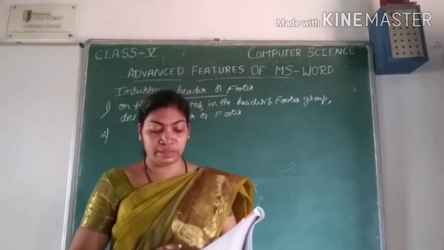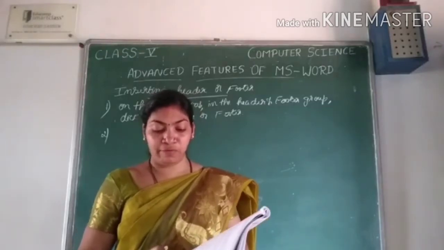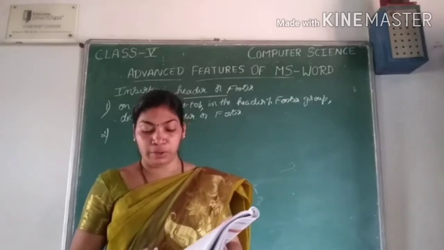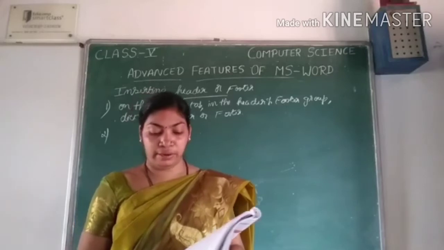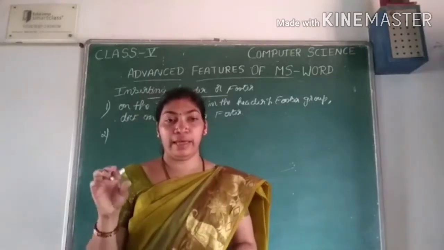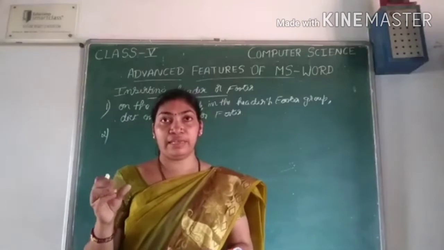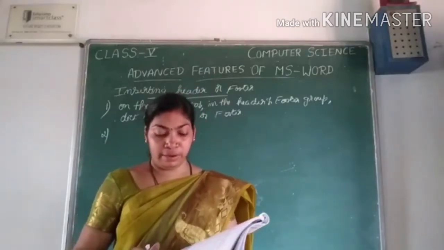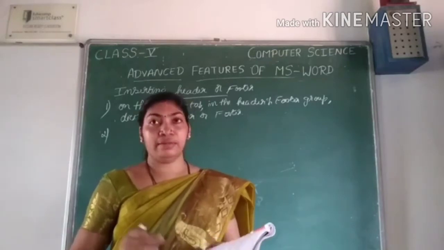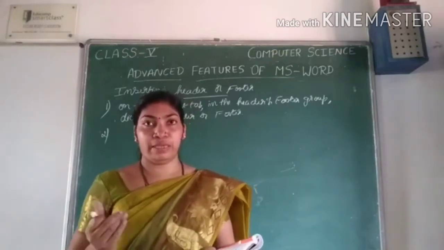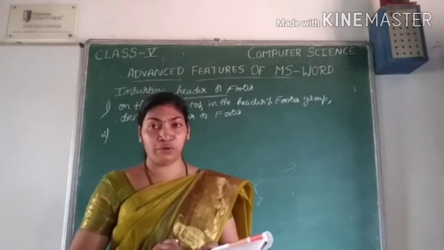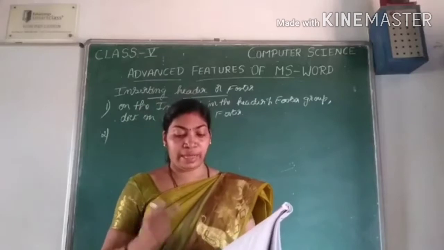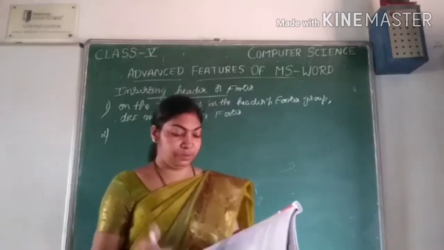So click on the insert tab, and in the header and footer group, click on header. If you want to insert the header, that is the text that has to appear on the top of the page, then you have to click on header. Or if you want to add some text at the bottom of the page, say page numbers, then you can click on footer. As soon as you click on the header or footer, a gallery appears.